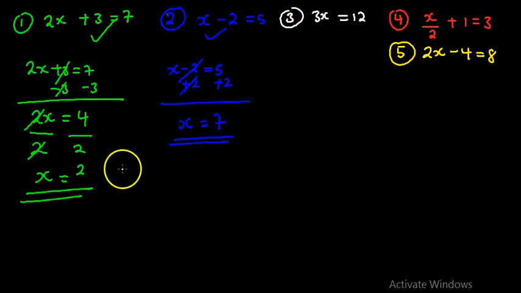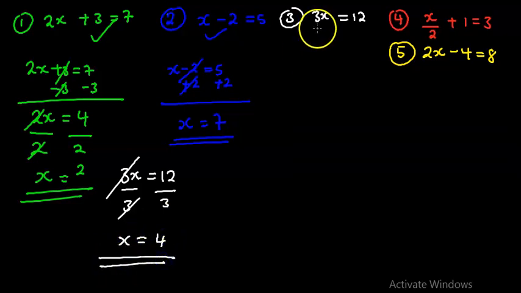Let's try the third one. The third one says 3x equals 12. In this case, this is really easy compared to these two which we have just done. What we need to do at this point is to divide both sides by 3. This 3 will cancel out. 12 divided by 3 is simply going to be 4. This is the value of our x.